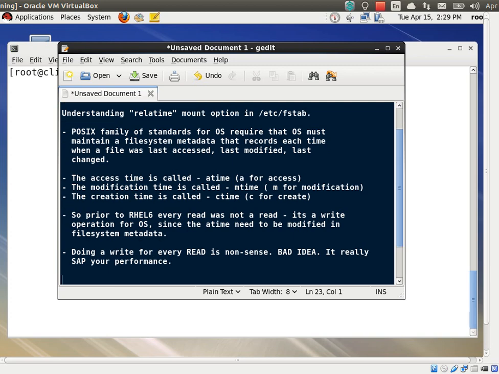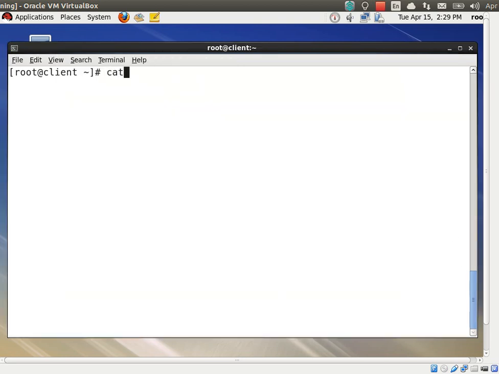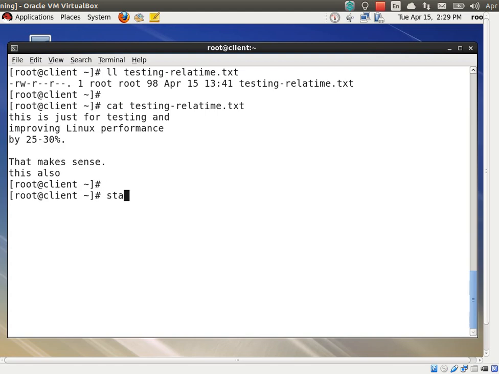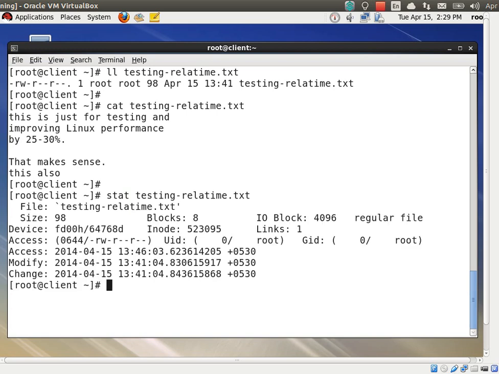So it is, and I will show you. Okay, here it is. I've got a file here, testing realtime.txt. So I just cat this file. That's great. And I give a stat command, stat testing realtime.txt. So as you can see there, the file was created on 1341. Right now the time is 1429, but it is not being modified. 1429 is not coming there. It was when the last time I had modified this.